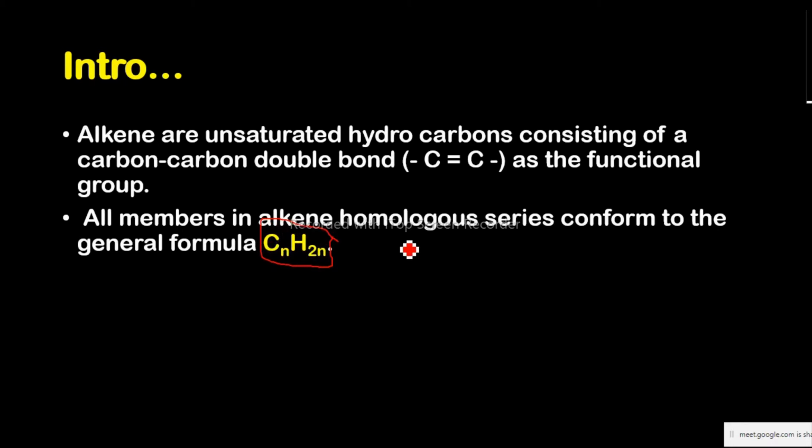If you are made up of one carbon atom, then you cannot exist. There is no alkene with one carbon atom. The rest all start from 2. So if you have 2 carbon atoms, then you become C2, H2n, which is H2 times 2, which is 4. And so this is ethene.